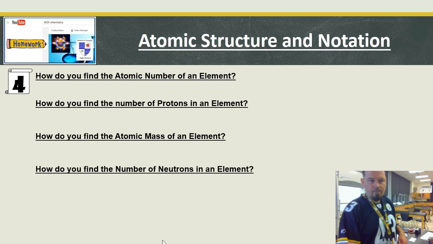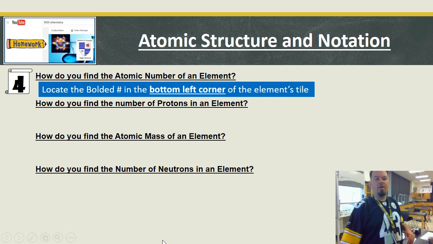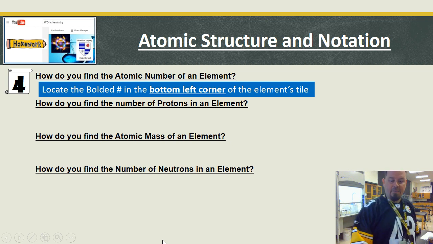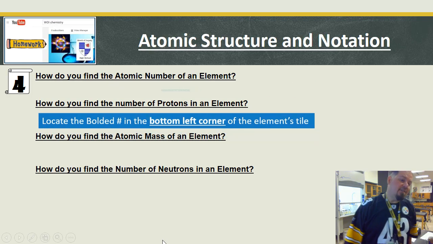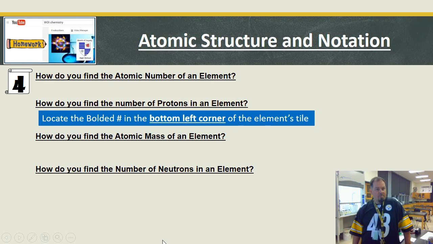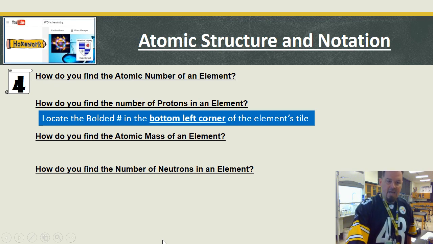Okay. How do we find out the atomic number of an element? Well, look at the bolded number in the bottom left-hand corner. It does say atomic number. So I'm going to look up. It does say atomic number is the bolded number. So that's good. If I'm asking for the atomic number, I just look that up. It's in the lower left-hand corner. What it doesn't say is that is also the number of protons. So if I'm going to look for the protons, it's still just the bolded number in the bottom left-hand corner of the element's tile.